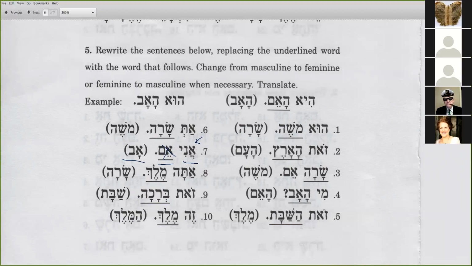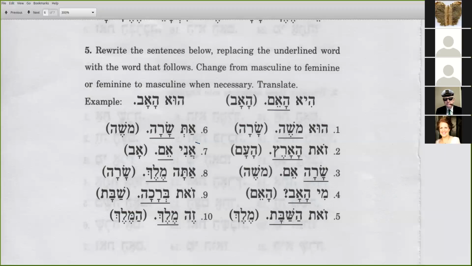Now, I'm going to tell you a little something that you are going to run into down the road. I don't know why I'm saying things backwards tonight. For these purposes, you're going to see ani used interchangeably, feminine or masculine. But down the road, they're going to introduce a particular feminine form of I, and it's anochi. But that's coming a little bit later. For right now, for our purposes, I is used interchangeably. In most cases, it is.